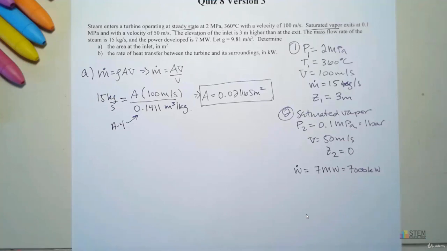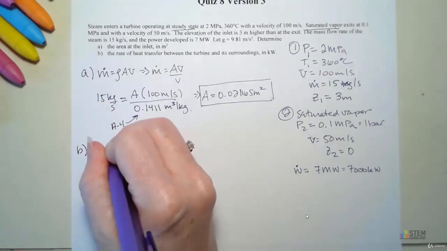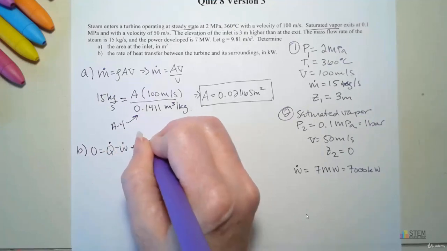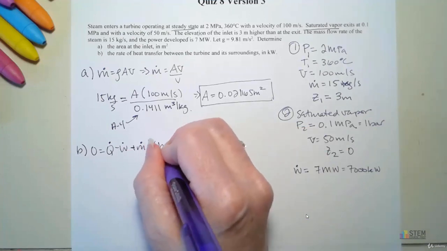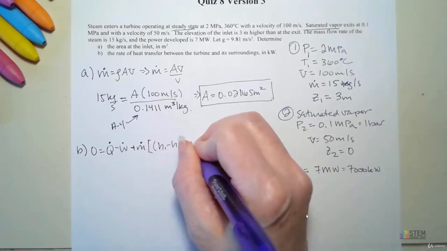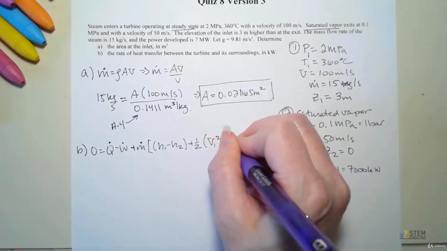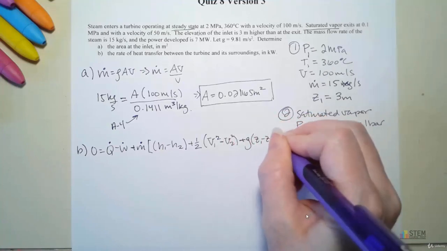Let's go ahead and look at part B. Now we want rate of heat transfer between the turbine and the surroundings. This is the Q dot term. Anytime you need Q dot, you're going to go to the energy balance equation. So 0 equals Q dot minus W dot plus m dot. And I'm going to write out the full equation this time. So we're going to have h1 minus h2 plus 1/2 V1 squared minus V2 squared, and then plus g times z1 minus z2.